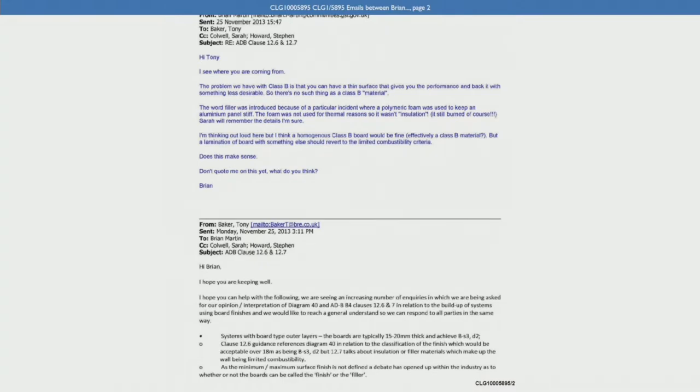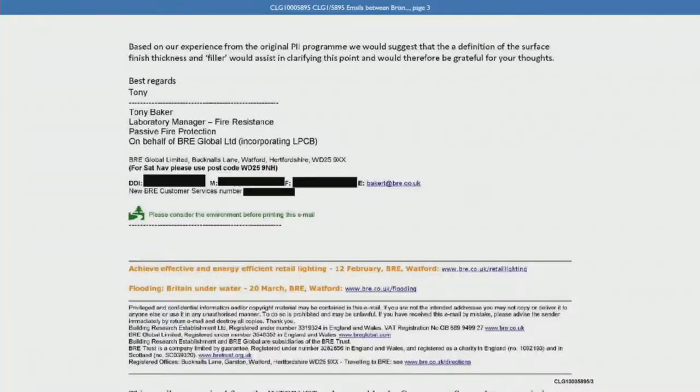Now, did you know that a debate had opened up within the industry about that? No, I didn't. Did nobody even hint to you at any time within the BRE that there was this question which had arisen within the industry about filler? Not that I can recollect, no. If we go to page 3, final paragraph, Tony Baker says, based on our experience from the original PII programme, we would suggest that a definition of the surface finish thickness and filler would assist in clarifying this point and would therefore be grateful for your thoughts.